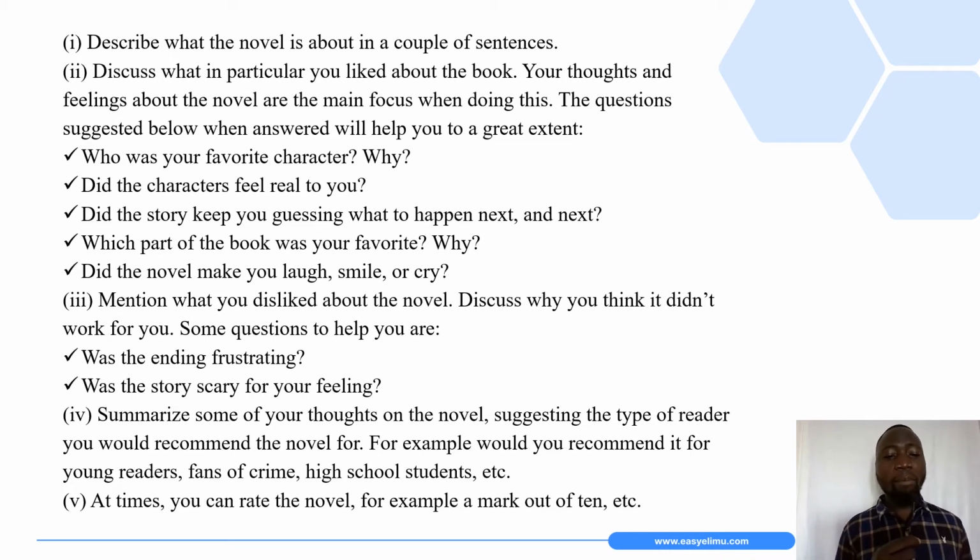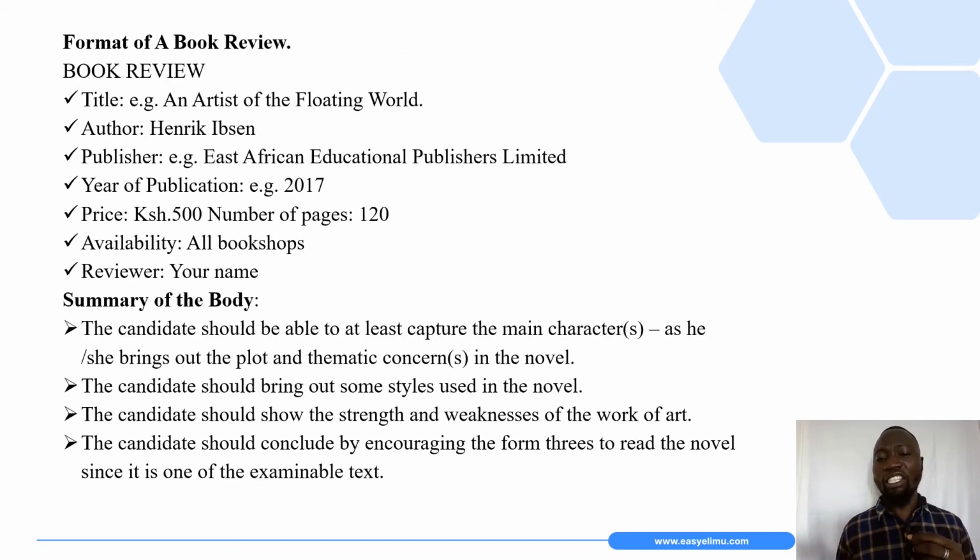Then step number 5, we are told that at times you can rate the novel. So in rating the novel, you can, for example, give it a mark out of 10. So depending on your own judgment or your feeling about the book, you can also rate it by either giving it a thumbs up or a thumbs down, and so on.